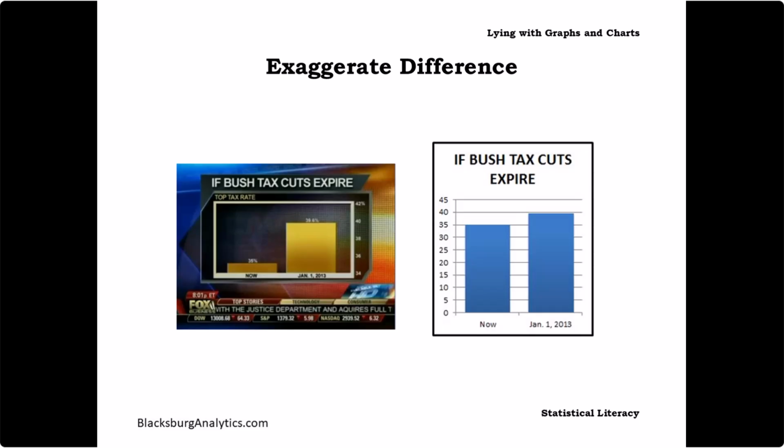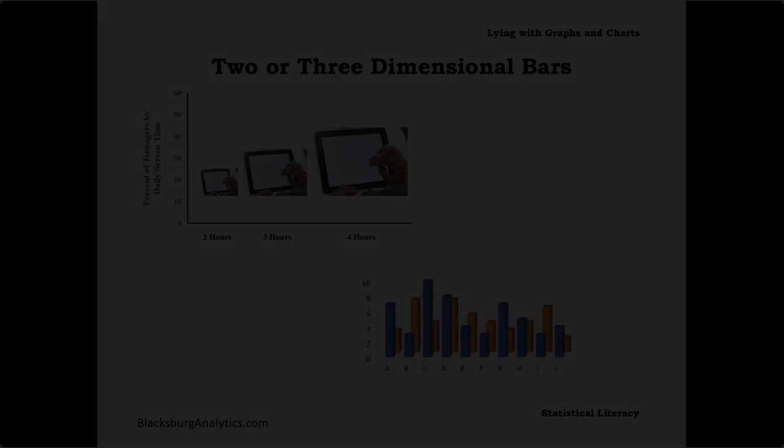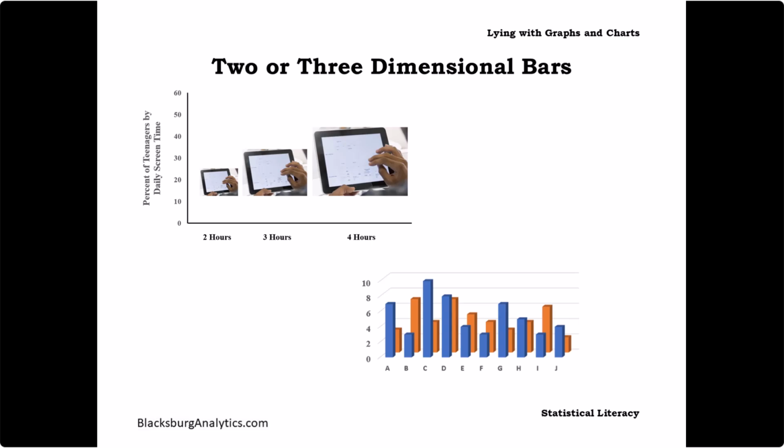This chart purports to show the effect of a tax rate change. The large height difference in the left-hand chart comes from the y-axis beginning at 34%. The right-hand chart shows the actual difference, 35% and 39.4%, more accurately. Another common trick is to use 2 or 3-dimensional bars that imply large differences between categories, or simply obscure some information.